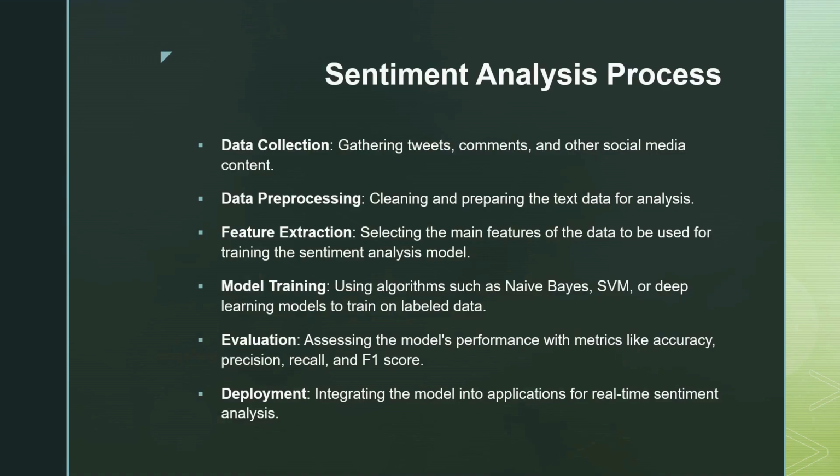Next is feature extraction, where we decide which parts of the data will be the star performers in our analysis, which features will help us predict sentiment most effectively. With our features selected, we then begin with model training. This is where we teach our machine learning algorithms, such as naive Bayes, SVM, or deep learning models, to recognize patterns in the data that correlate with the sentiments.